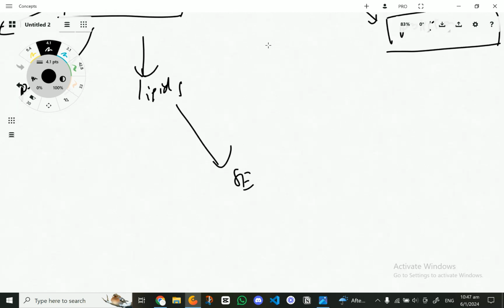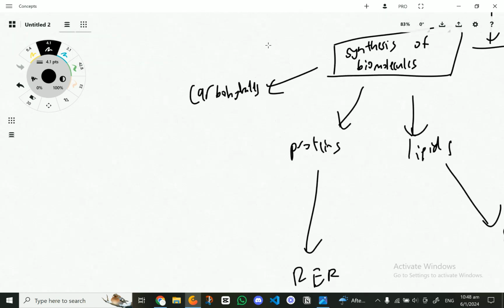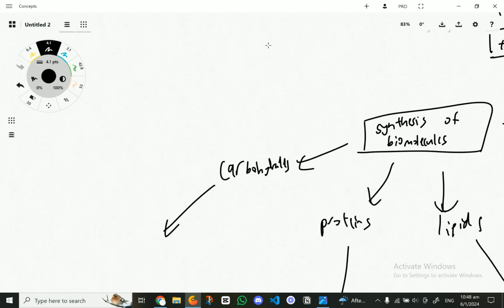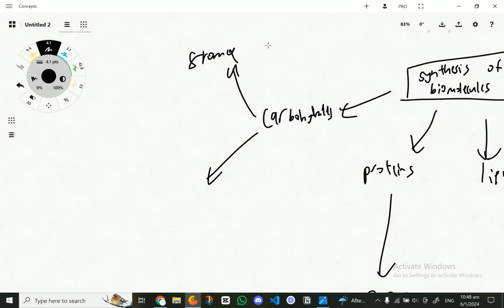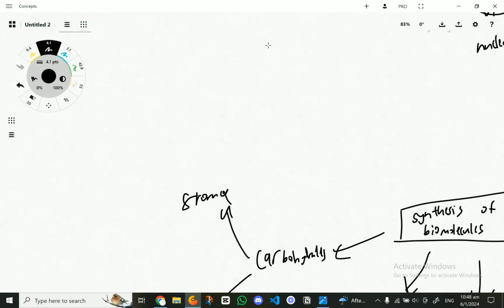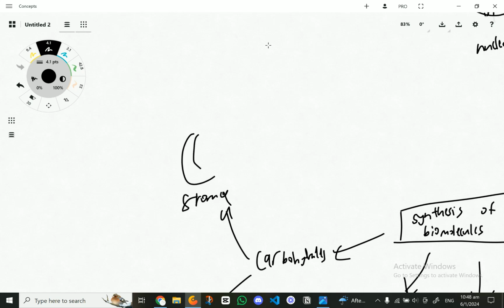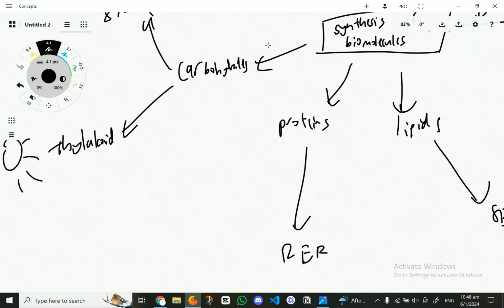And so for thylakoid it's light dependent, and for stroma it's light independent, so I drew a moon and a sun. Definitely not Pokemon, but whatever.